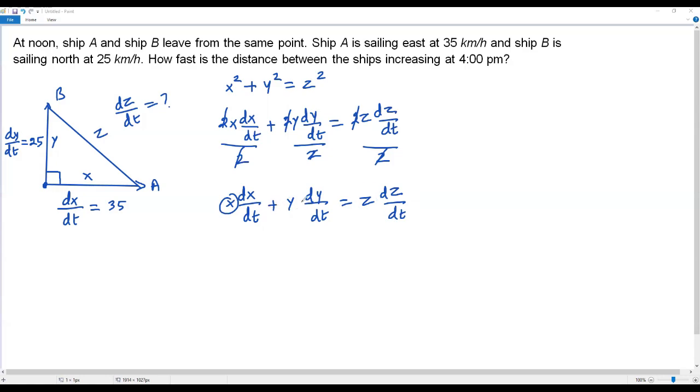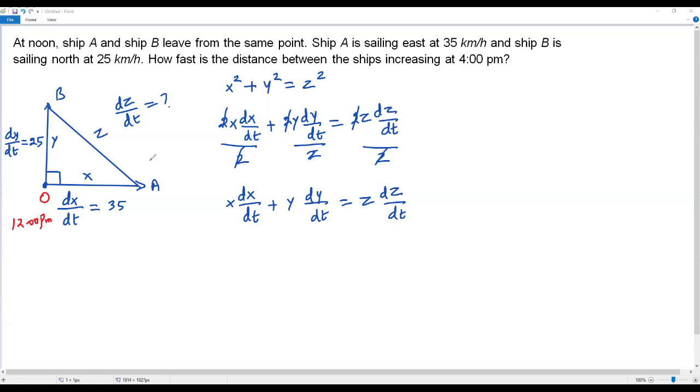So the question asks us to find dz over dt, that is, how fast the distance between the ships is increasing at 4 p.m. And also, the two ships A and B leave from the same point. Let's say this is a point O, the origin, just for an example. Both ship A and ship B leave from the same point at noon. Noon means 12 p.m. So let me write that over here.